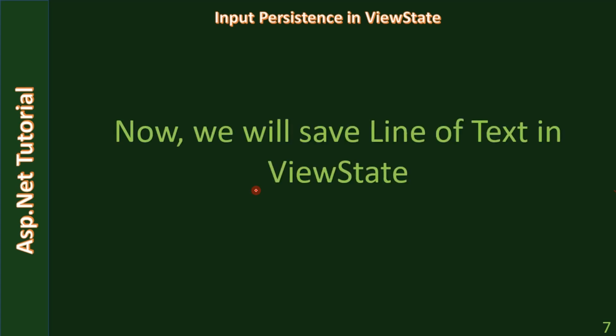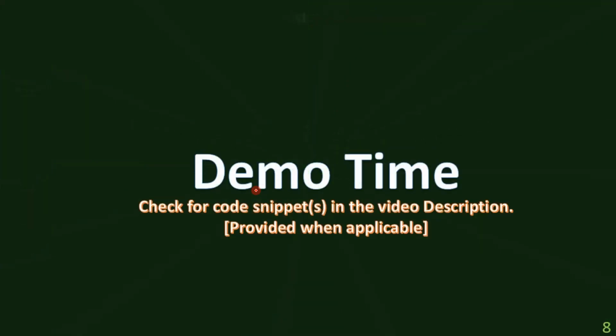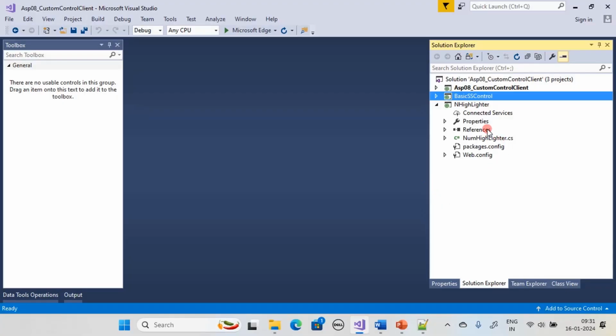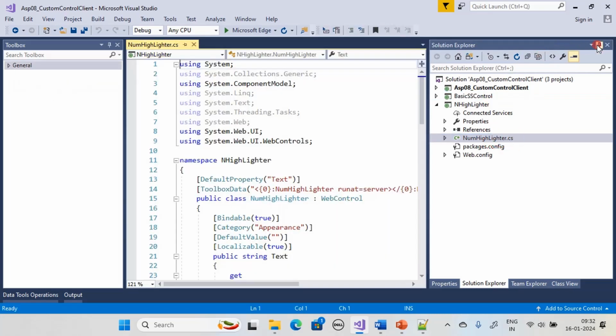Now we will save line of text in a ViewState and render it. Let's go to the demo. So here is our project, and we need to change the num highlighter control. So we will open the project here.